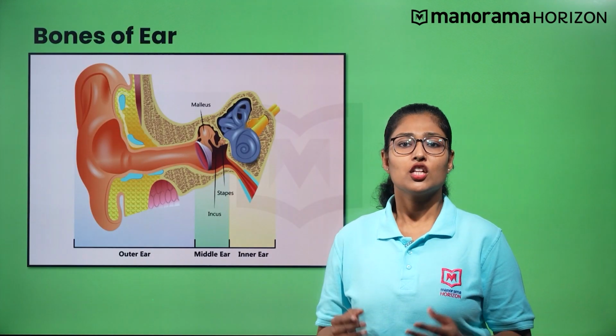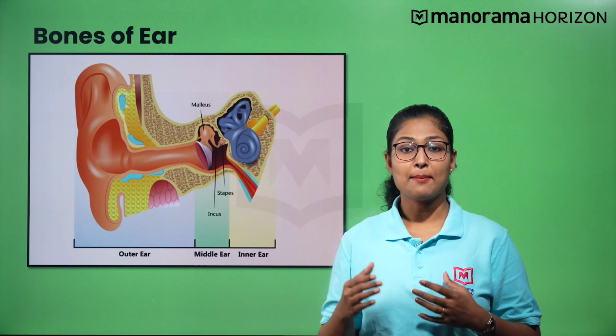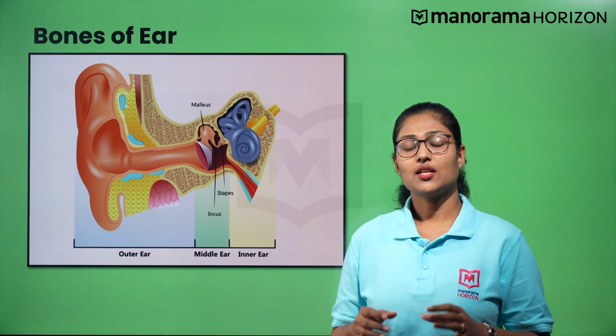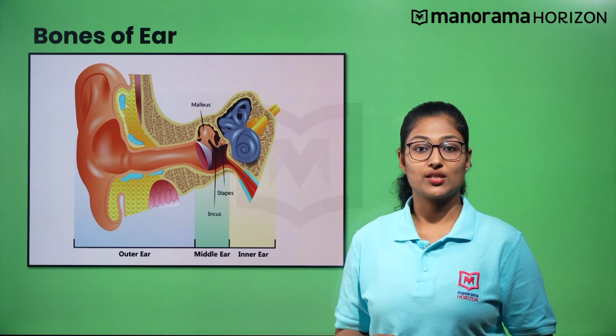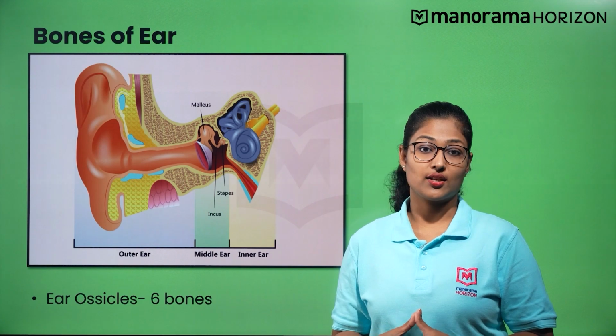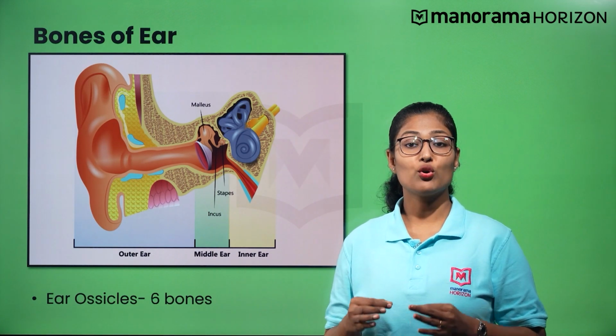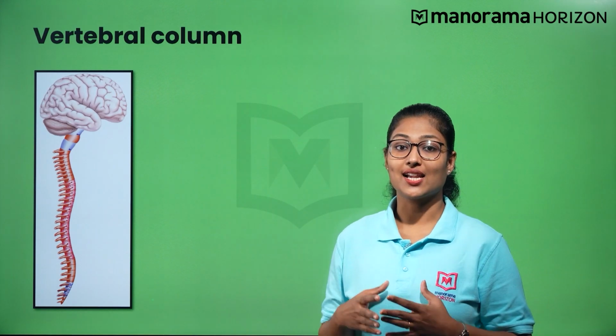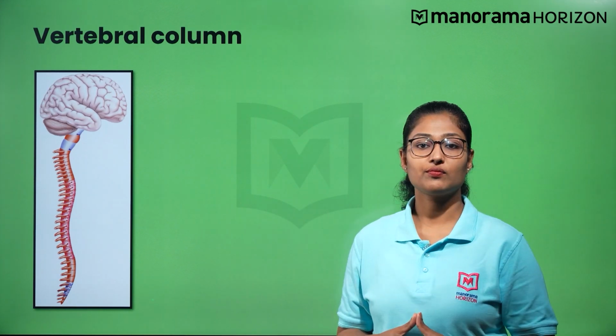The next part we will be discussing is the bones of the ear. The bones of the ear are the malleus, incus and the stapes. There are a total of 6 bones in 2 ears and they are known as the ear ossicles. The ear bones are the smallest in the body. The next part we shall study is the vertebral column.